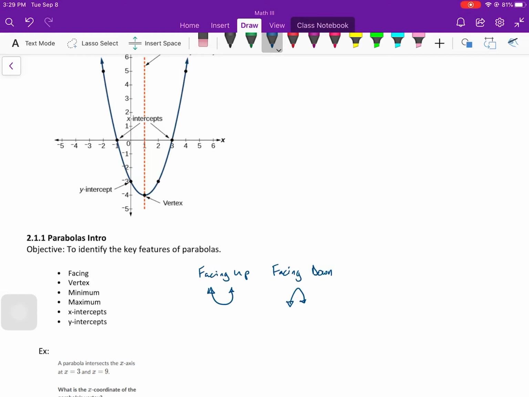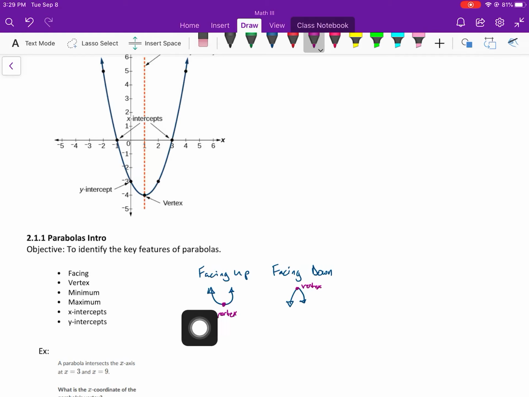All right, the vertex. The vertex is either the top or the bottom of the parabola. So if you look at this part right here, this would be the vertex, which in this case would be the bottom. And over here, the vertex would be the top. Depends on which way it's facing, if it's going to be the top or the bottom.